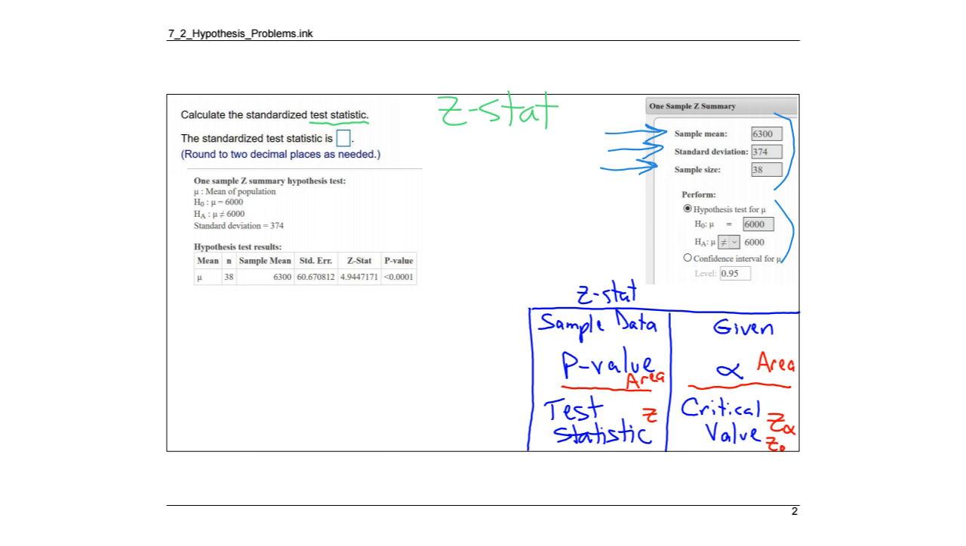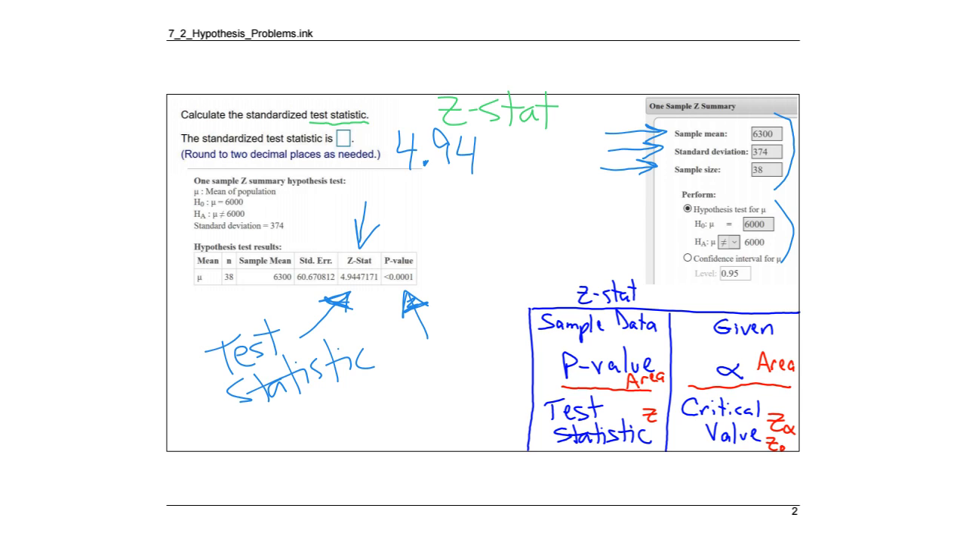When you hit compute, you're going to get two things. You're going to get your test statistic. That is right here in the second to last column. And then you're also going to get your p-value, which for us on this one is very, very small. So on this question, they were only asking for the test statistic, and they want 2 decimals. So we're going to take our second to last column. That tells me that 4.94 is going to be the test statistic.